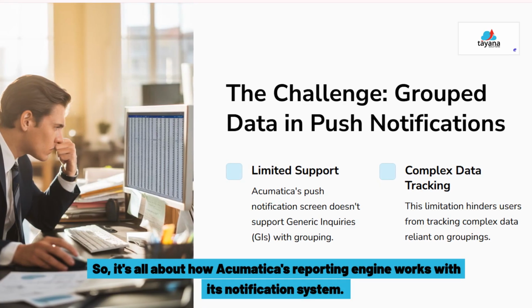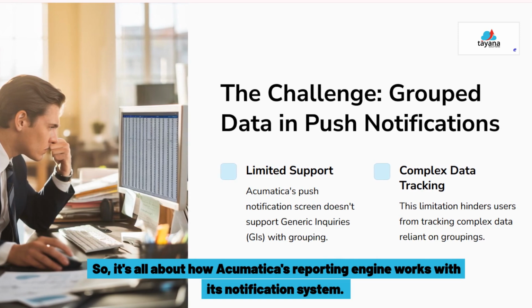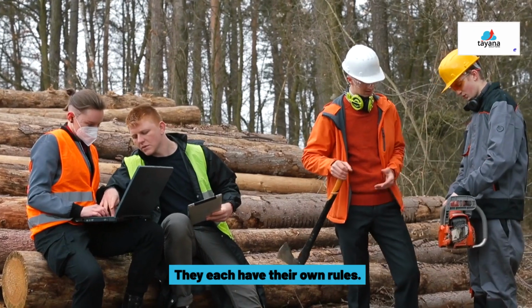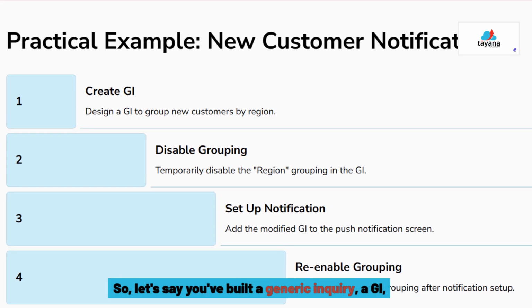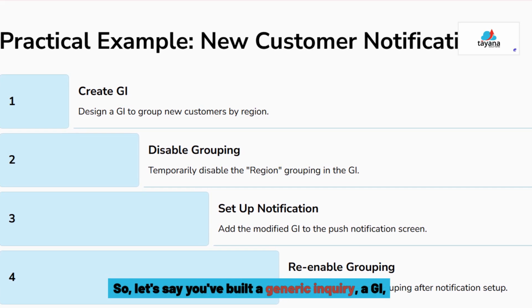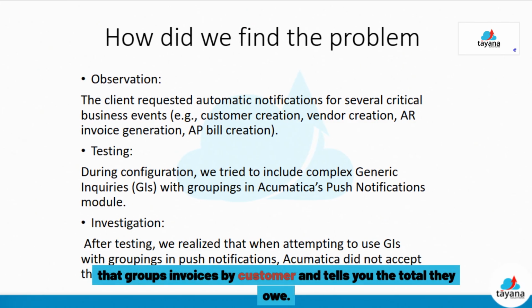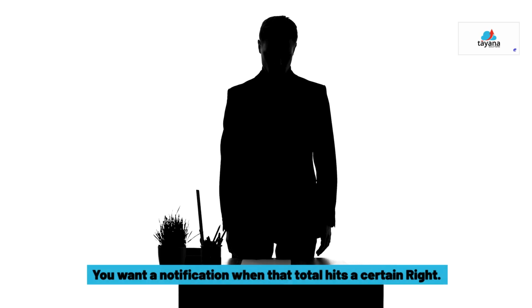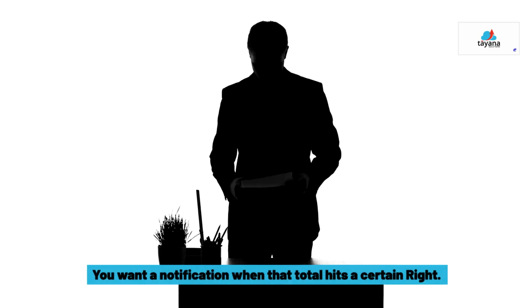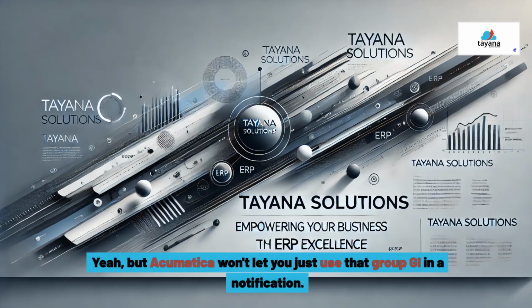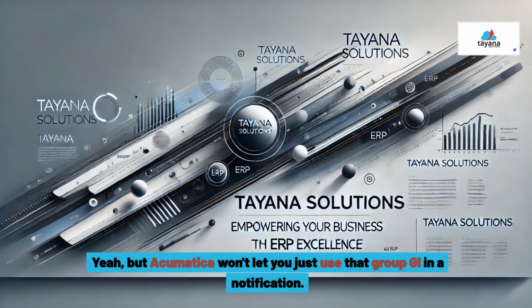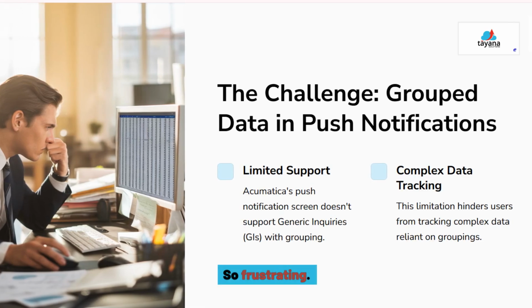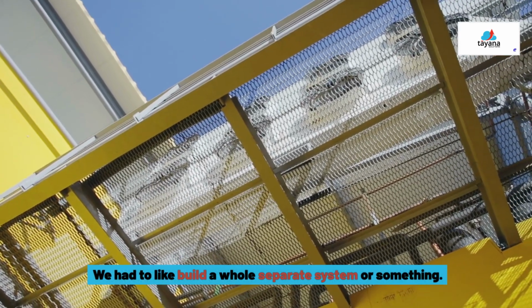So it's all about how Acumatica's reporting engine works with its notification system. Sometimes they don't play nice together. Right, they each have their own rules. Exactly. So let's say you've built a generic inquiry, a GI, that groups invoices by customer and tells you the total they owe. Okay, makes sense. You want a notification when that total hits a certain limit. Right, so you can stay on top of things. Yeah, but Acumatica won't let you just use that grouped GI in a notification. Oh, so frustrating. We could build a whole separate system or something.